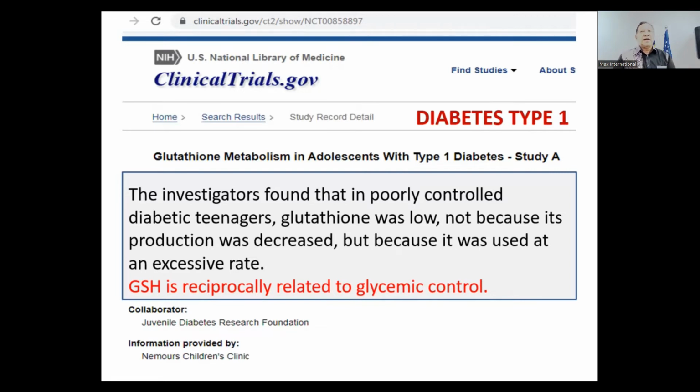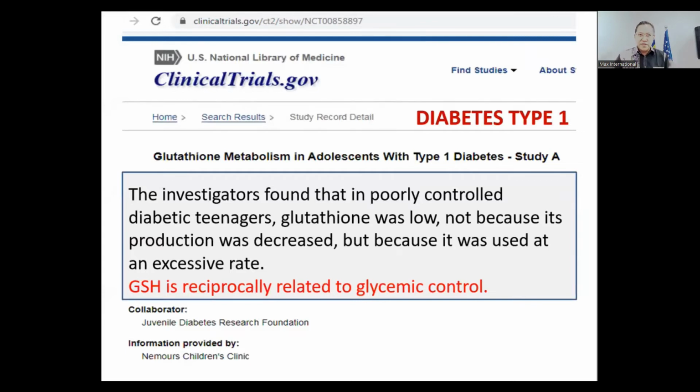Okay, so earlier on, I mentioned that in young people, their production is usually sufficient, and they can even increase it to a higher level as needed, but there is a limit. So when they are in a condition where the consumption of glutathione is very high and exceeds the limit, then they start having low glutathione levels. So in type 1 diabetes, if poorly controlled, they still end up with low glutathione despite the high production, because of the high consumption rate.